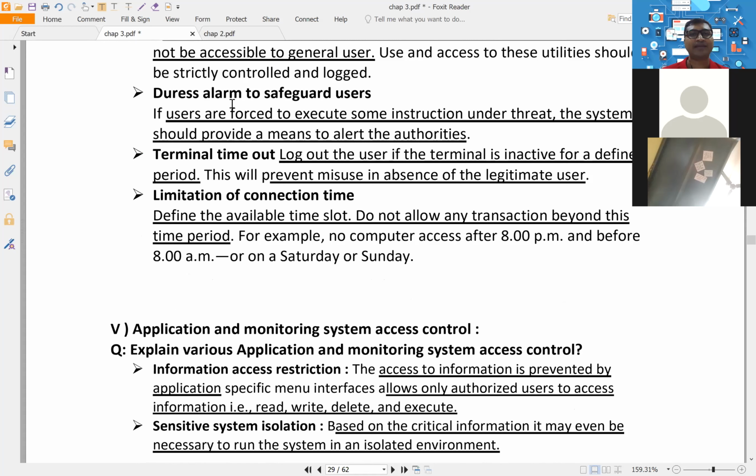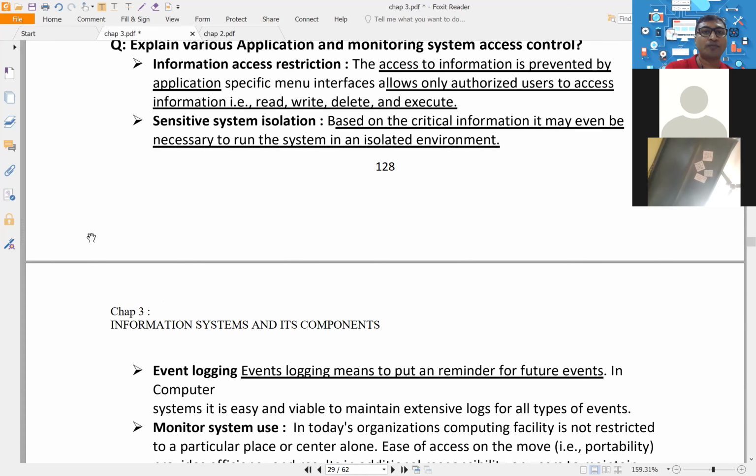Okay. Terminal timeout. What is terminal timeout? If you don't access your terminal for 15-20 minutes, automatic log off should be there. Limitation of connection time. An employee cannot access any systems beyond the working time. For example, a bank. Bank timing is 9 to 5. The employee cannot access before 9 o'clock and after 5 o'clock. That is what limitation of connection time. But look, apart from the operating system, you should also implement security at application level, like which users can access which features. That is what information access restriction.